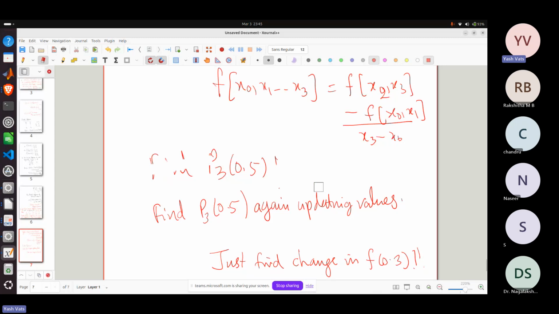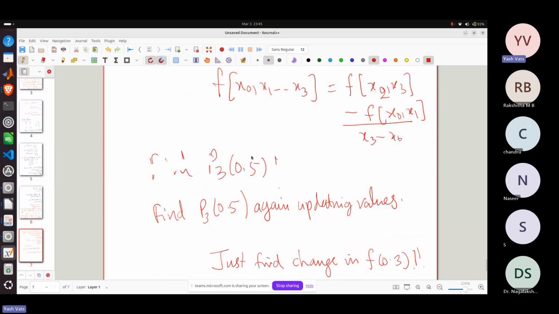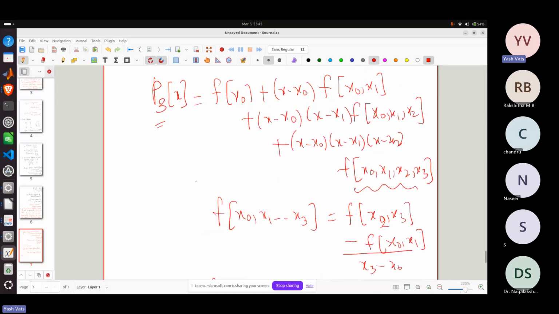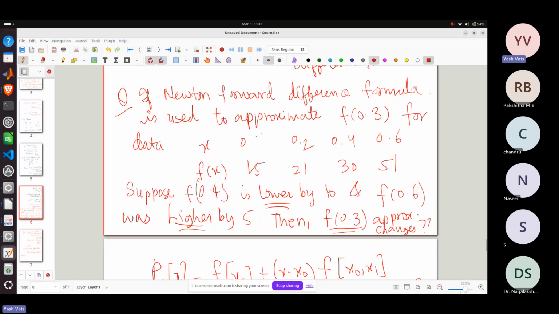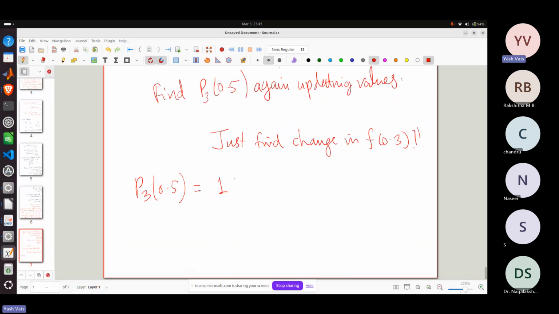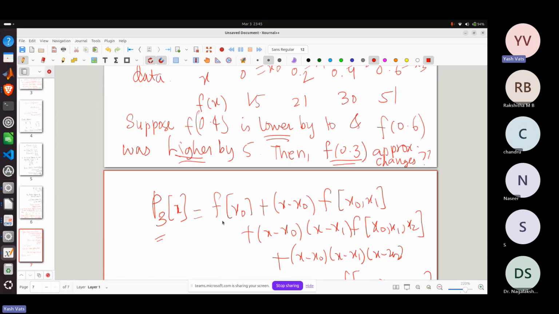Okay, this is the hint that I've given. So how do you find P3(0.5)? It's just f(x naught), right? So f(x naught) is just your 15. So I label it as x naught, x1, x2, and x3. Then what is your f of x naught? It's just 15. So I just write 15. Then x minus x naught. x is your 0.5.